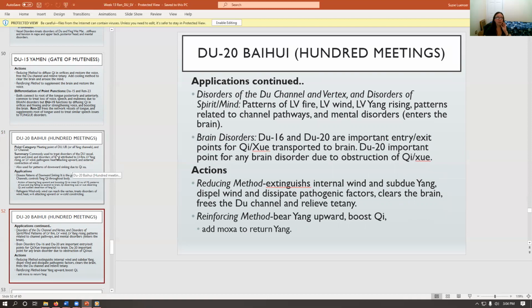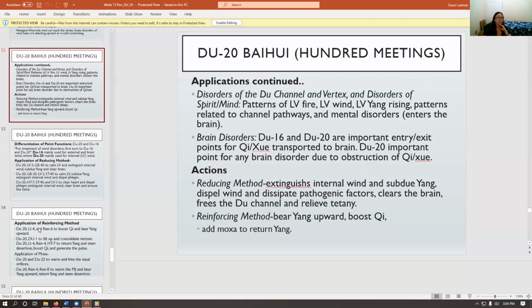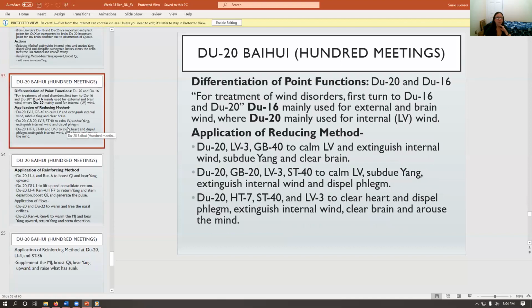Also an important point for treating brain disorders. So DU 20 is an important point for any brain disorder due to obstruction of qi or blood. Important differentiation of point function, DU 20 versus DU 16. DU 16 mainly used for external and brain wind, whereas DU 20 is mainly used for liver wind, internal wind. So both used for wind disorders, but completely different applications there.